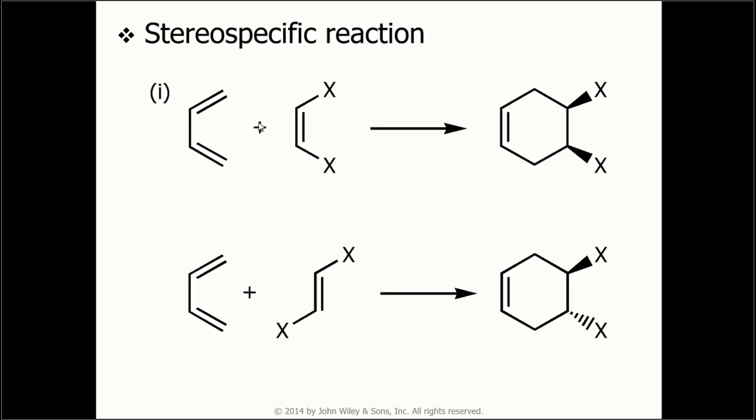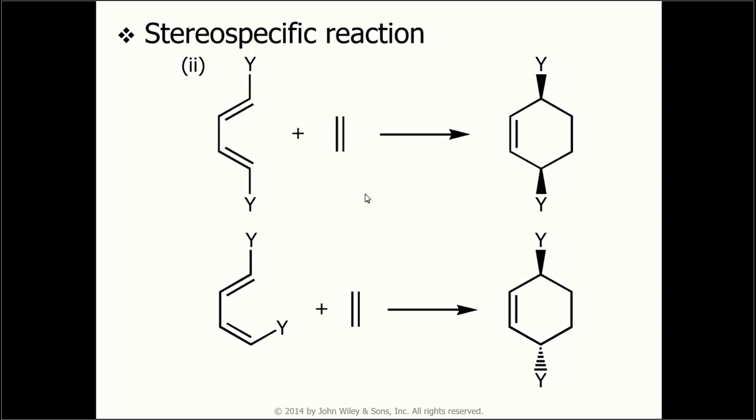We say it's a stereospecific reaction, as we mentioned earlier. When the Diels Alder reaction occurs, we have retention of configuration in the dienophile, meaning that here the 2 X groups were cis to one another, so they're cis in the cyclohexene adduct. If they start out trans to one another, then they will end trans to each other in the cyclohexene adduct.